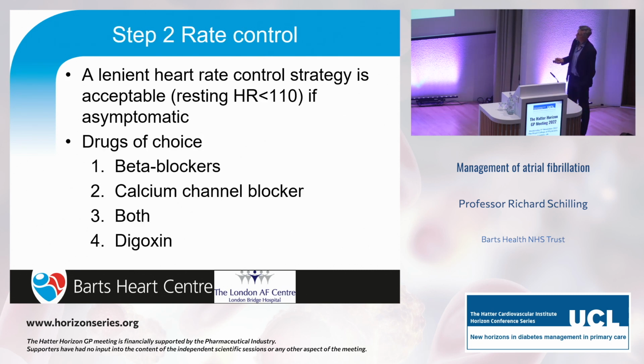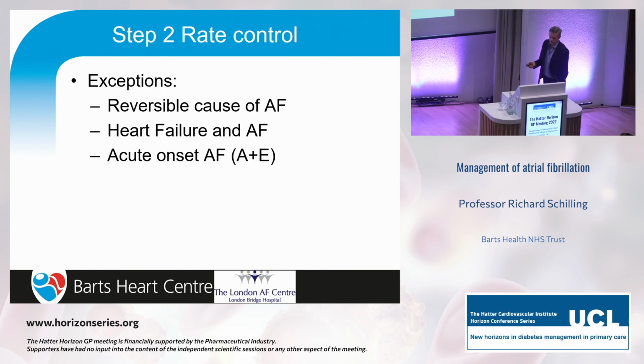I've talked about the rate control and explained that I don't use digoxin. Exceptions to step 2 being rate control are if they have a reversible cause of AF. So if they've had thyrotoxicosis or a chest infection that's now gone, it may be reasonable to convert them back to normal rhythm because the trigger has disappeared. So that may be reasonable not to just stick with rate control.